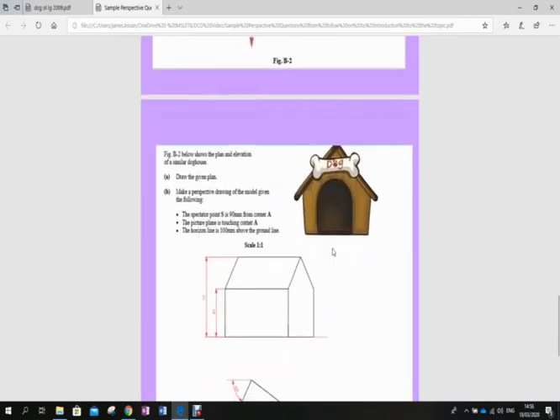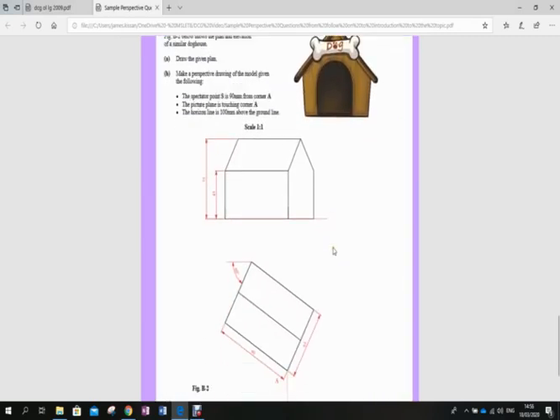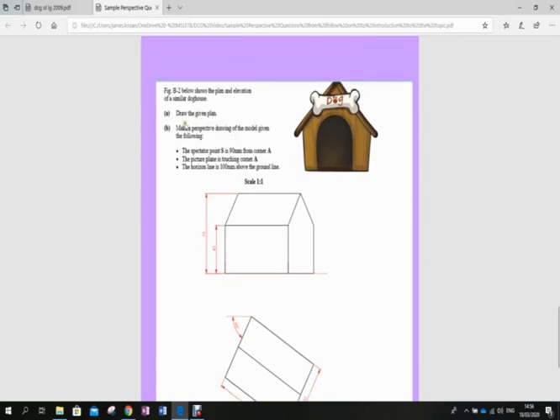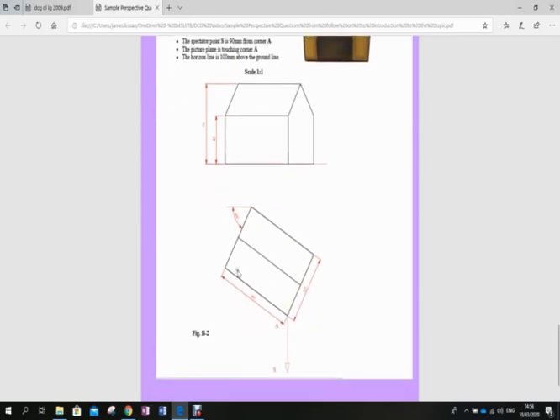In this case here, third question, is draw the given plan. So the given plan is this here, and then locate spectator 90 away from A, draw picture plane touching corner A, and then the horizon line is 100 above the ground line. So what we'll notice here is the overall height of this object is 75. So we'll see the full roof surface here. It's well below the horizon line.